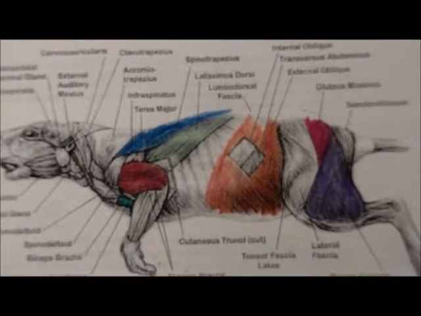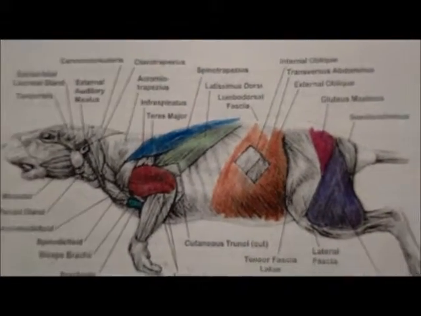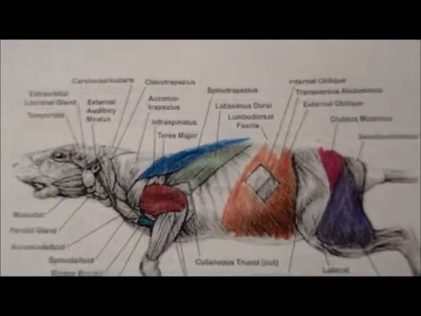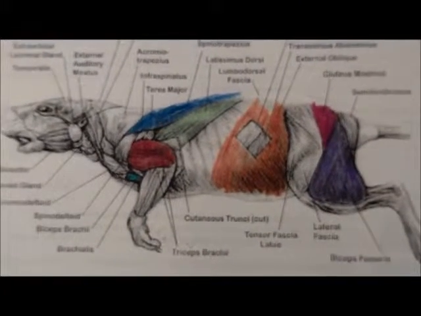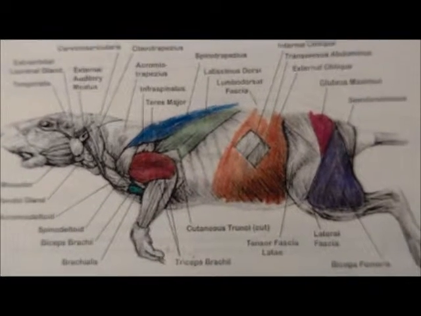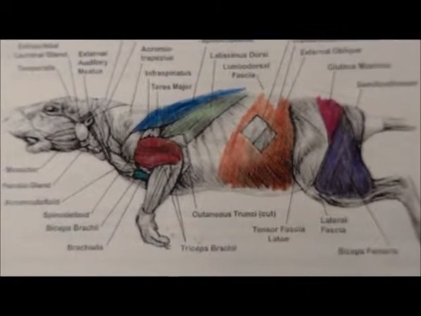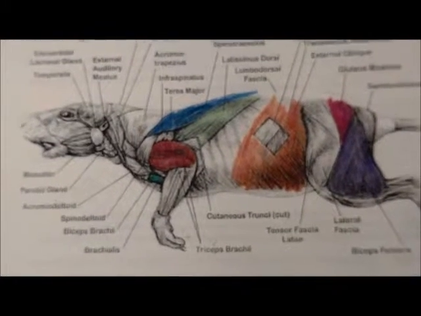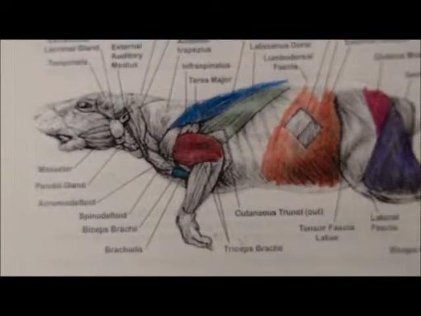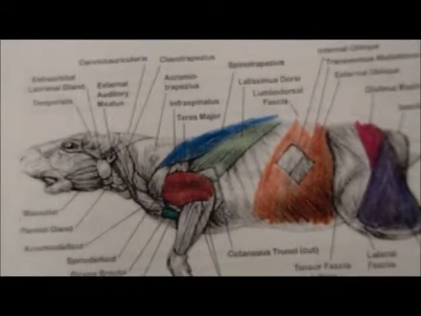Next, we have the spinotrapezius, which is located across the dorsal thoracic region of the rat. The action is that it moves the scapula up and backwards. Then we have the latissimus dorsi, which is located on the side of the thigh, in two bundles. The action is it flexes lower leg. External oblique, located on the sides of the abdomen, and its action is flexes body wall.